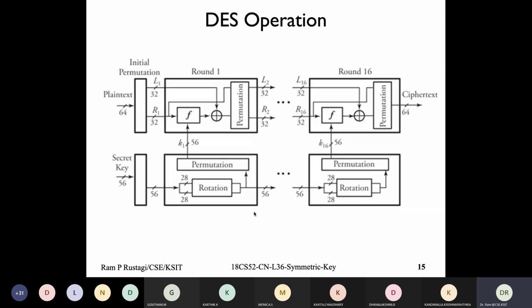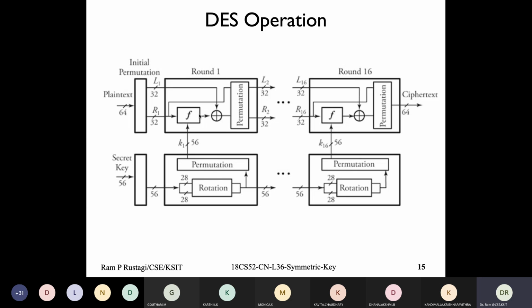So you can look at it: we have a 64-bit plain text, and do a permutation, which means shuffling the 64 bits in a particular fashion. Now divide into a 32-bit left half and a 32-bit right half, and perform 16 rounds of operation. In each round, take the right half and perform a function F, which will give you 32 bits. Apply the XOR with the left half.